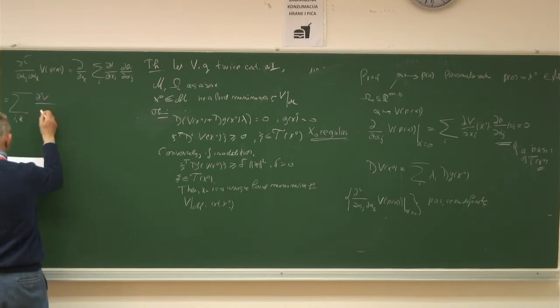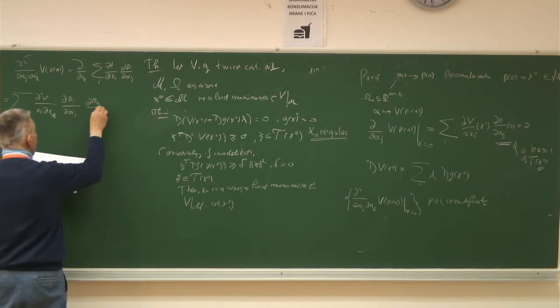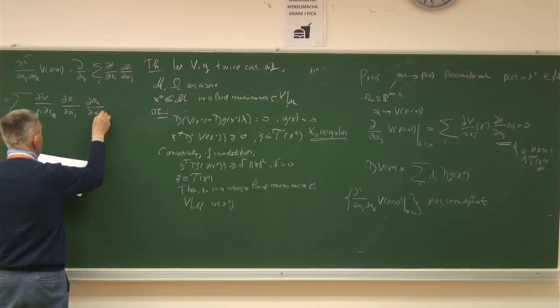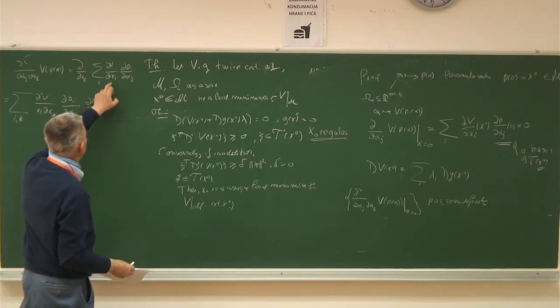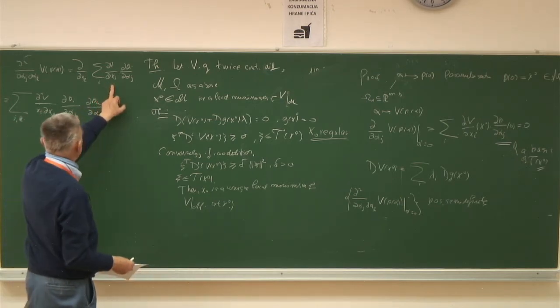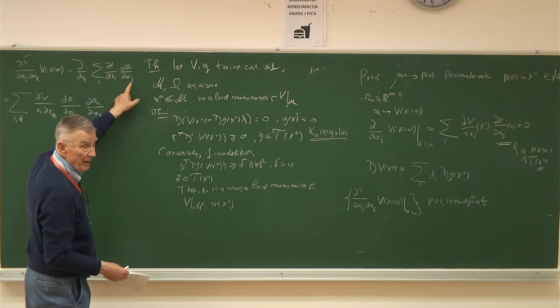d2 v over dxi dxk, times dP i over d alpha j, times dP k over d alpha L. That comes from differentiating this factor. And this is now taken over. But now we have to differentiate this one.